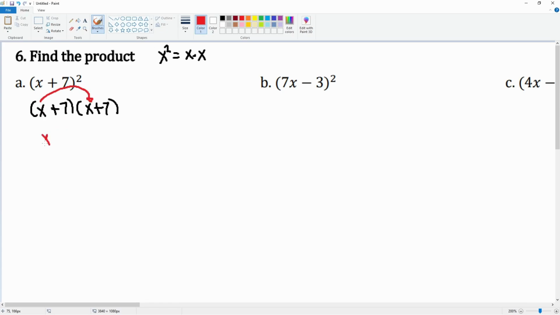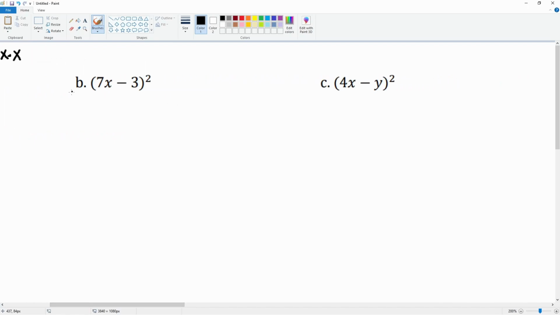X times x becomes x squared. Then x times 7 is 7x. The 7 times x here is a 7x, and the 7 times 7 becomes a 49. Notice that the two middle terms here are like terms. They add up to 14x. Bring everything else down. X squared plus 14x plus 49.